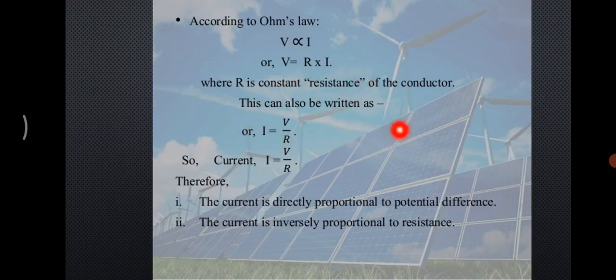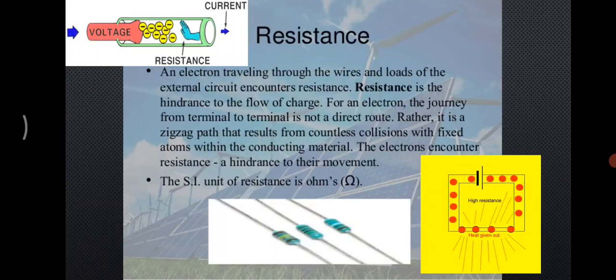What is this resistance? We will discuss it, but this equation can be written as I equals V by R, where V is voltage and R is resistance. So from this we can say that the current is directly proportional to the voltage across the conductor and it is inversely proportional to the resistance. What does this mean? As the voltage increases, the current will also increase. Whereas if the resistance increases, the current will not increase, it will decrease. Why? Because it is inversely proportional. You have to remember this one, children.